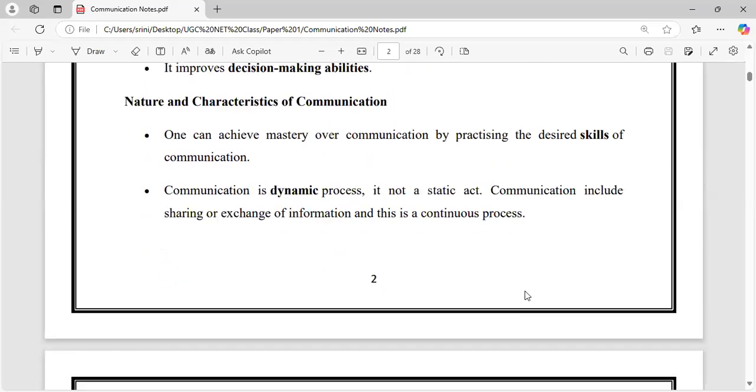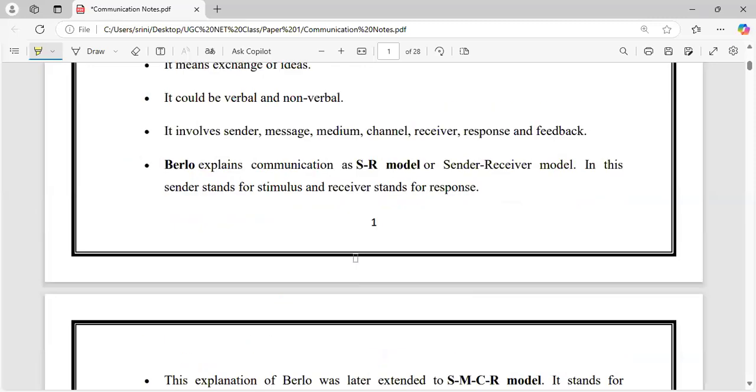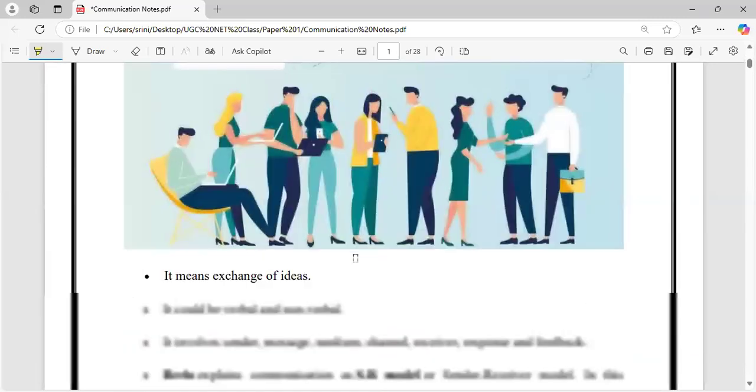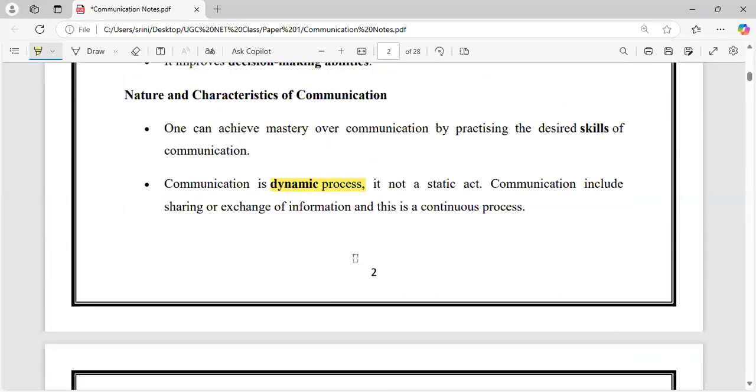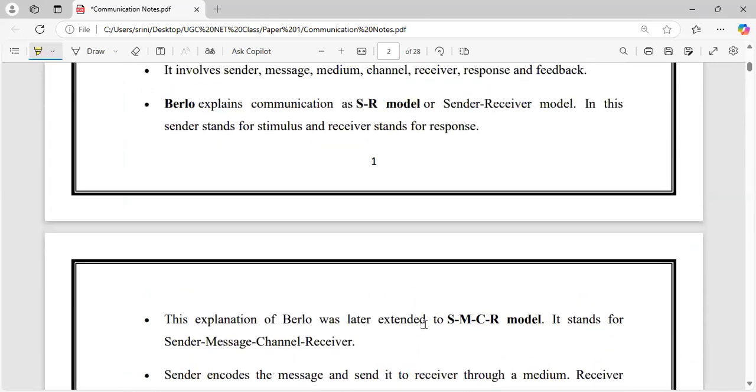So the characteristics of communication involve, it is a dynamic process, not a static one. In the SR model, it is static. In the SMCR model, we expect feedback, but in the SR model, we don't expect feedback. We just give information.